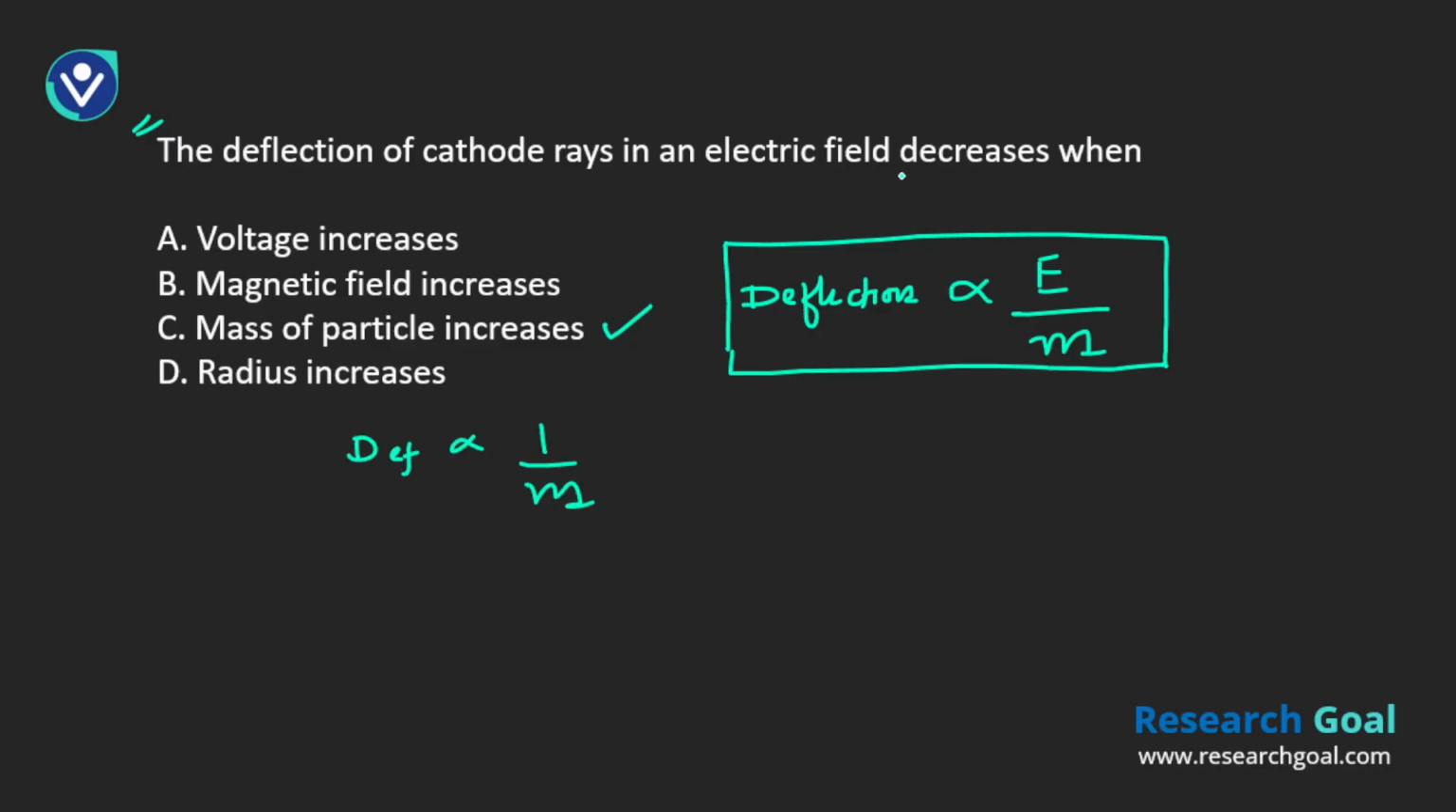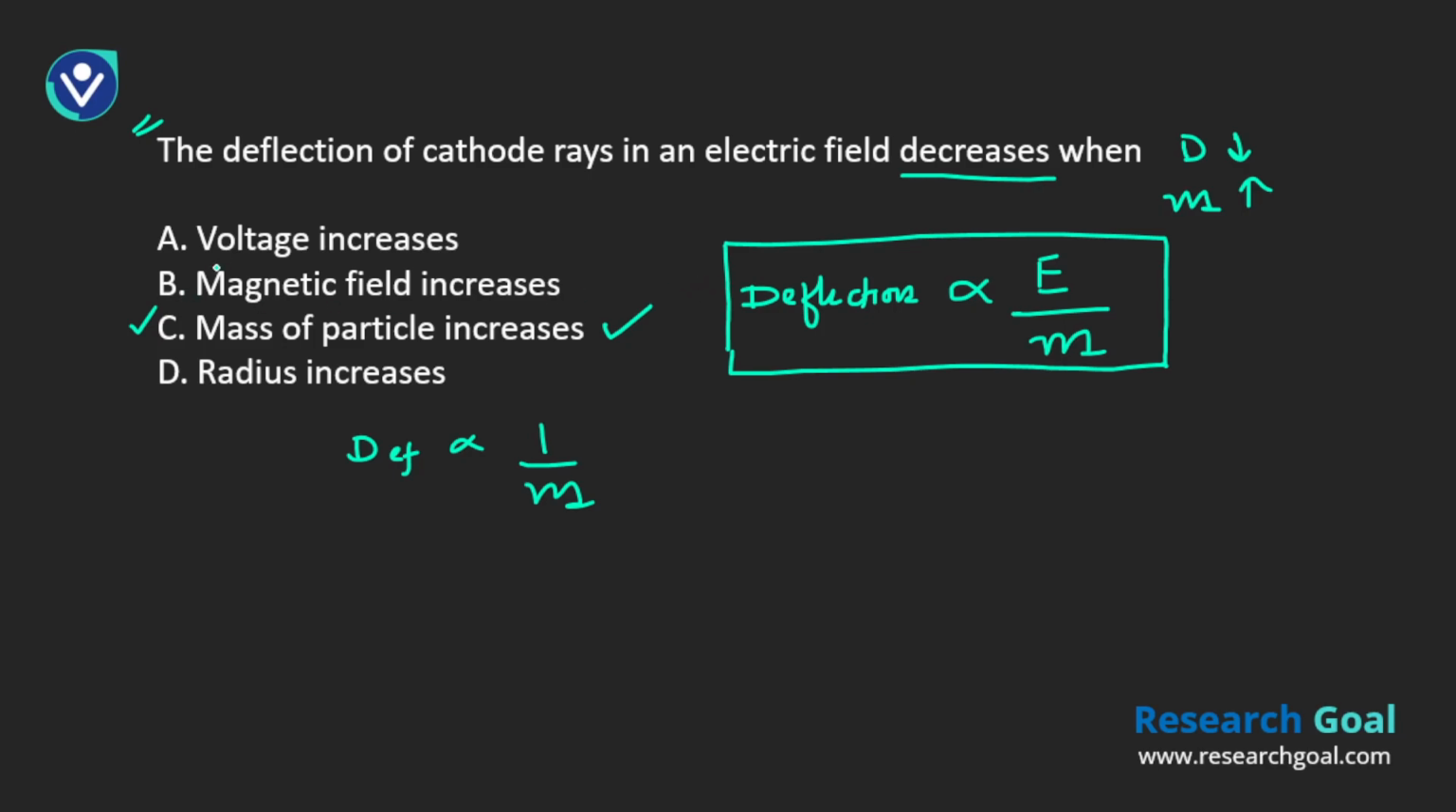So in this case, you can see deflection is inversely proportional to mass. So the deflection decreases when mass is going to increase. Simple. So that is why your option number C is correct. Let's identify why the other options are not correct.